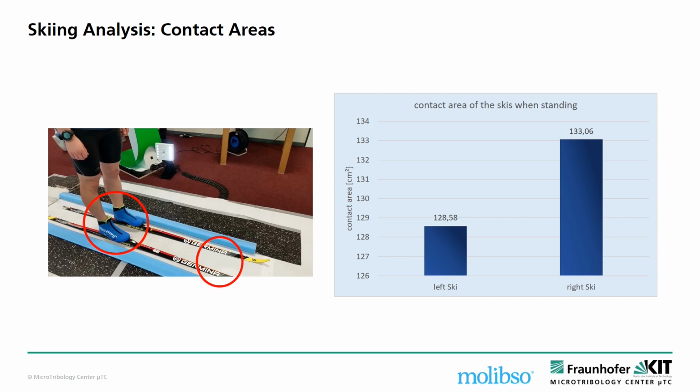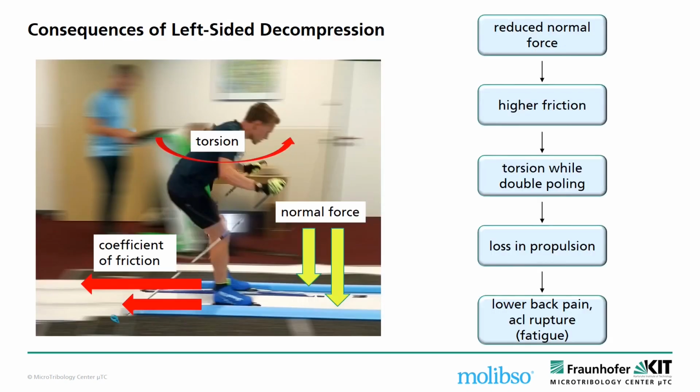Now let's do a little bit more tribology. What are the consequences of this left-sided decompression? Decompression means that there's less normal force on his left ski, as shown for walking, the same here. Less force for the case of snow and ice results in a higher coefficient of friction.